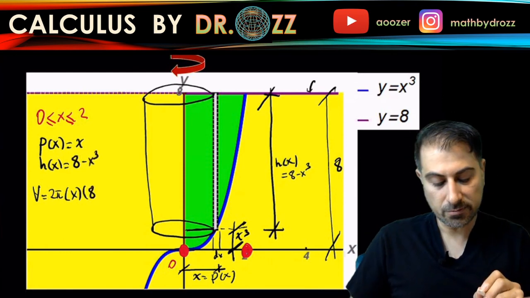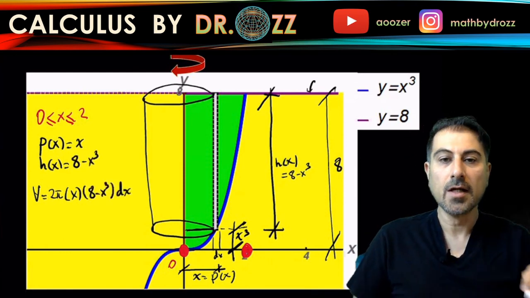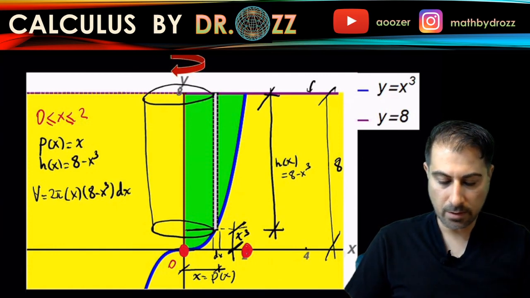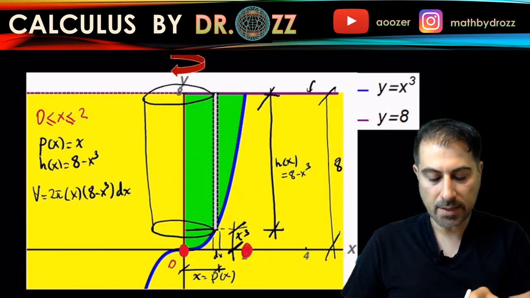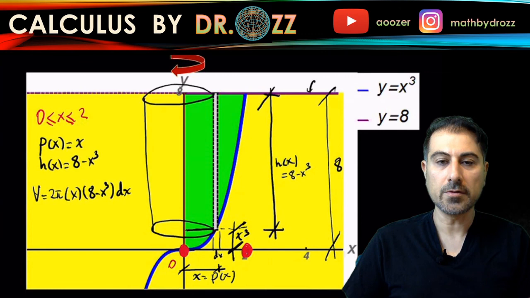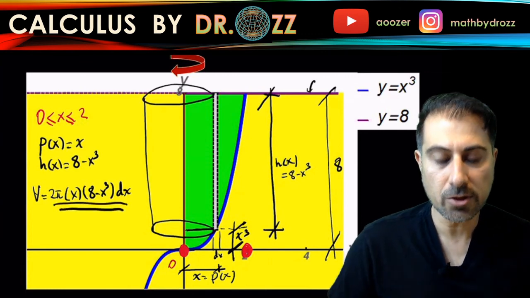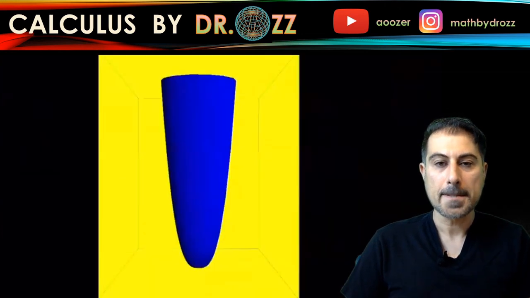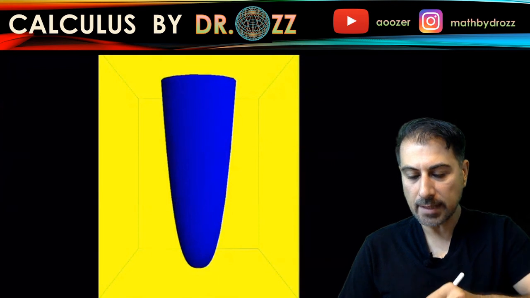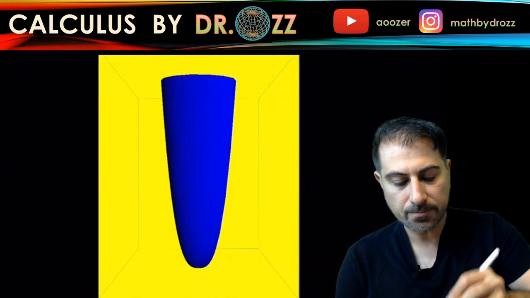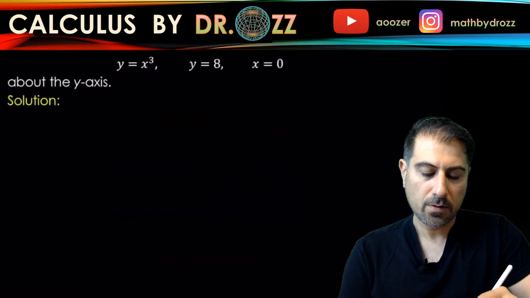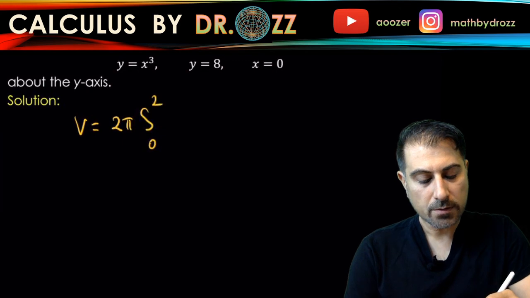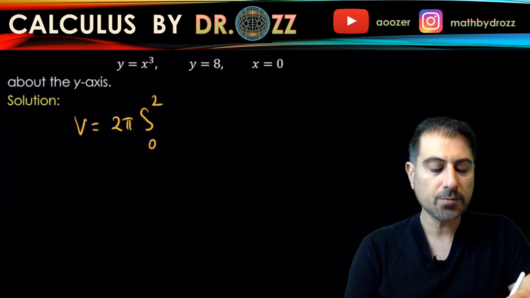This is the volume of the representative shell, but we have a lot of vertical slices within the region, so we're going to integrate this expression from 0 to 2 to get the volume of the whole three-dimensional object I showed you at the end. To find this volume, I integrate from 0 to 2 of 2 pi times x, 8 minus x cubed, dx.